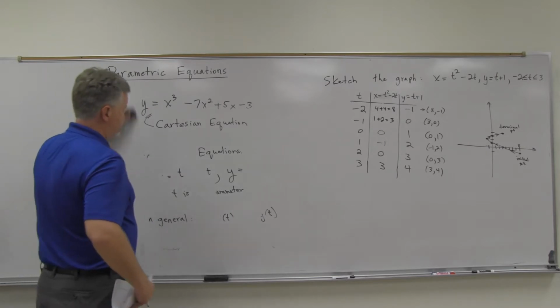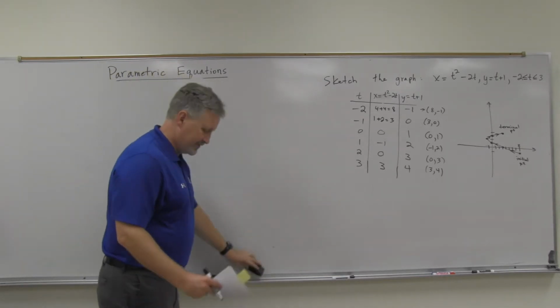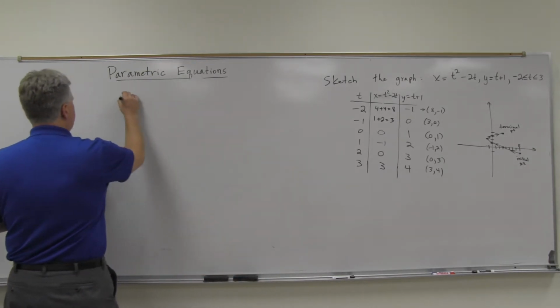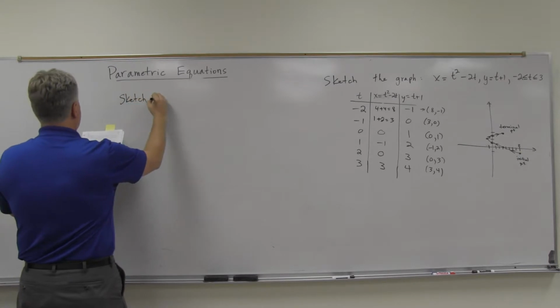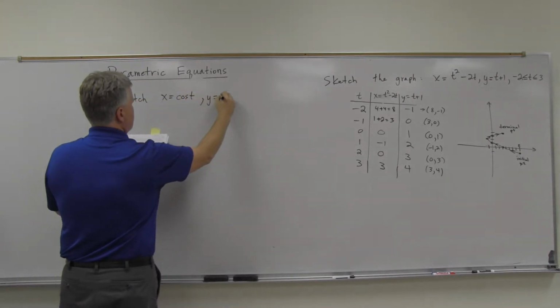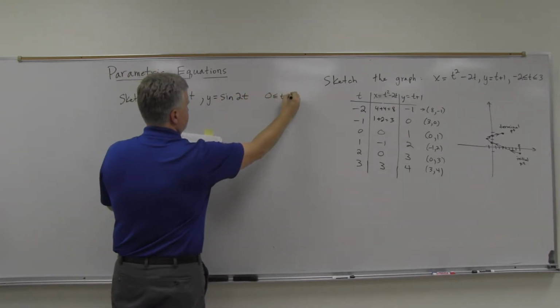All right, let's do one more of those. Then we'll talk about doing it on the calculator if you don't already know how. All right, so let's sketch x equals cosine t, y equals sine of 2t, and t is going from 0 to 2 pi.